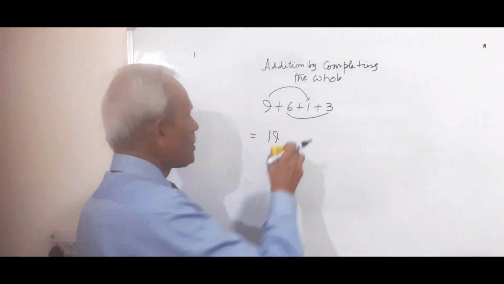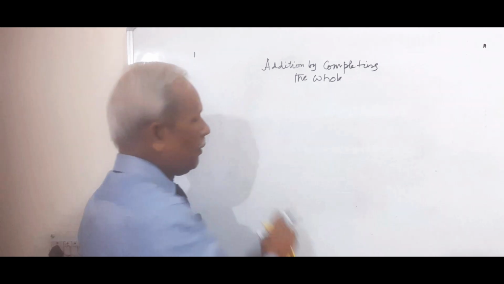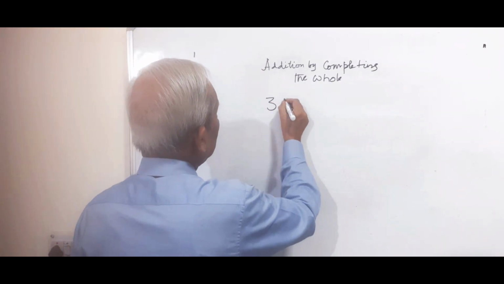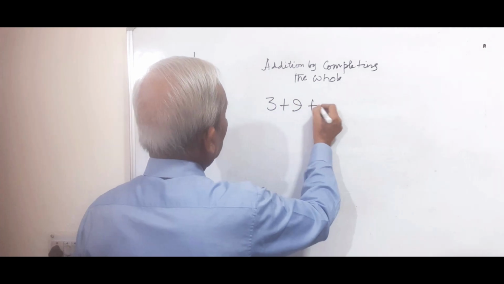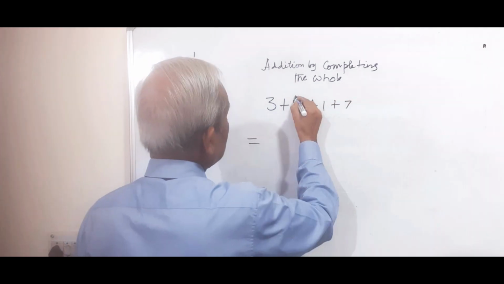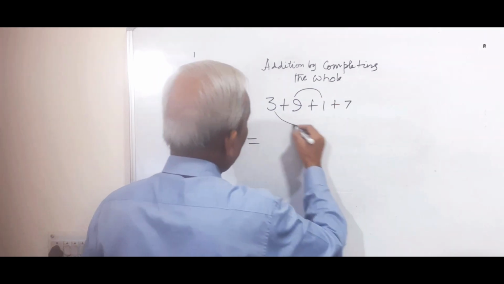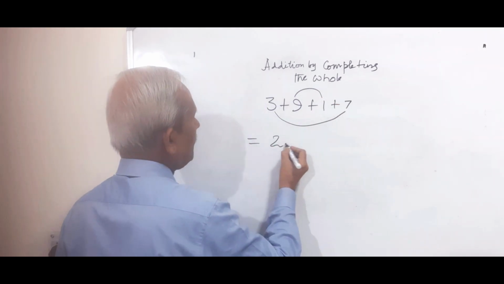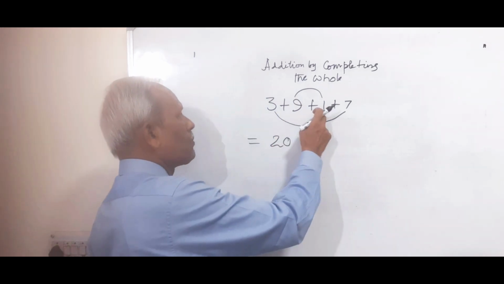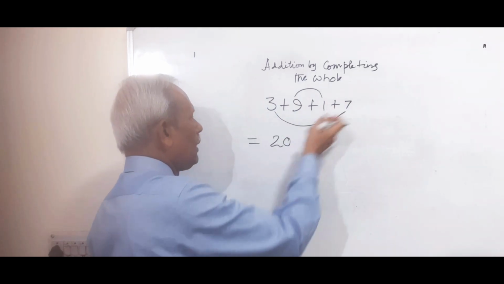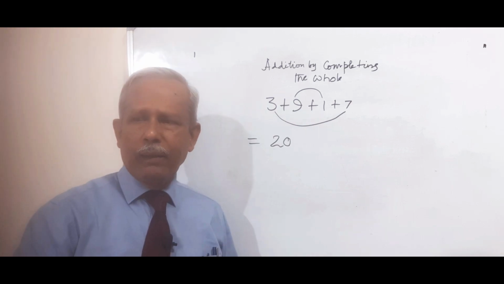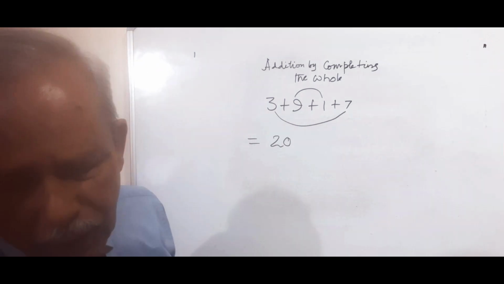We can do one more sum like this. 3, 9 plus 1 plus 7. Here you can just observe it and you can see that 9 plus 1 is 10 and 3 plus 7 is also 10. So it is 20. By observation, we see 9 plus 1 is 10, 3 plus 7 is 10, 10 plus 10 is 20. So the answer is 20. We have made the addition by completing the whole, right?